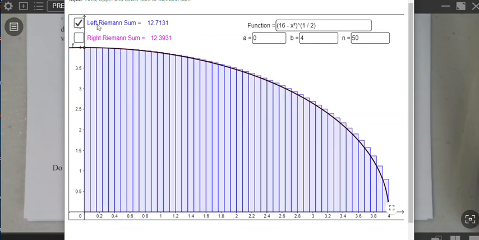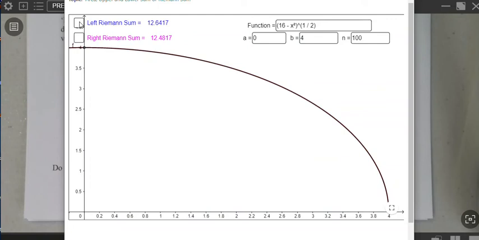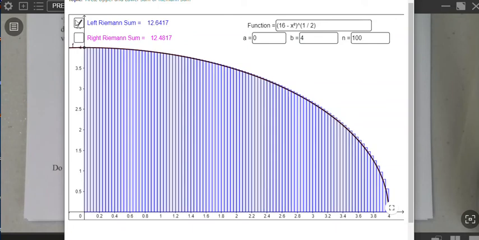There's 50. Again, you can see that this is now a pretty darn good close fit, right? Not a ton of leftover area. We're now at 12.713. And if I finally go to 100, we're at 12.642. So we're getting quite close to that 12.566. If I were to draw more rectangles, I could get closer yet.